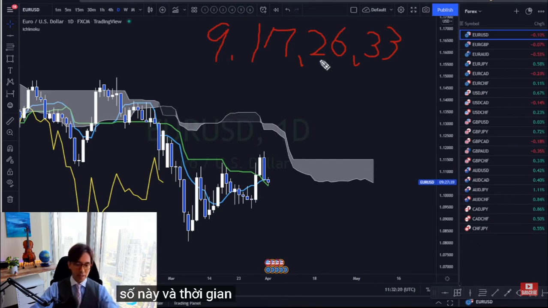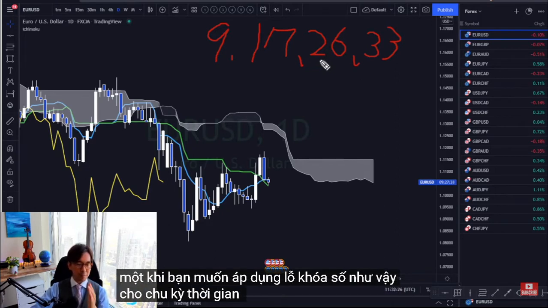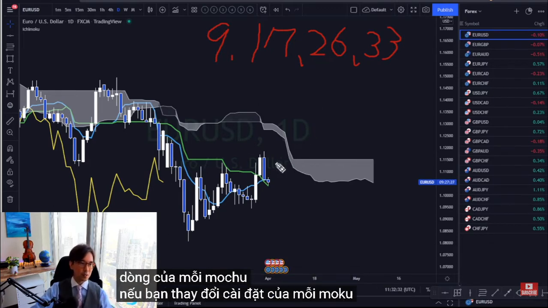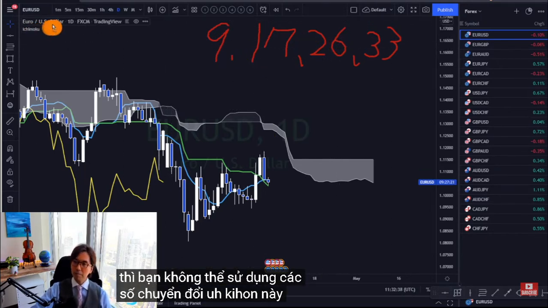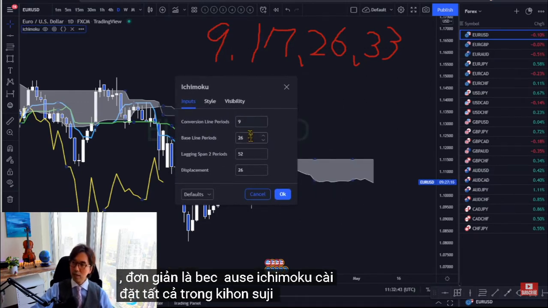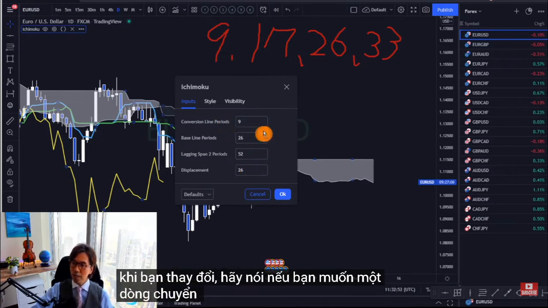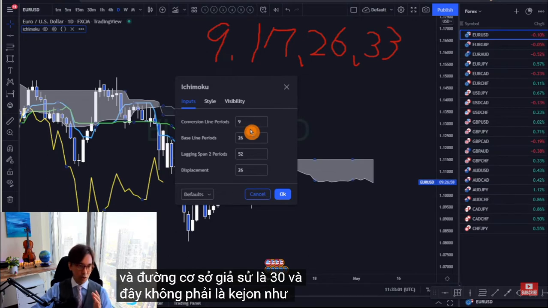numbers and timings. So once you want to apply Kihon Suchi numbers to Ichimoku time cycles with the 5 lines of Ichimoku, if you change the setting of Ichimoku, then you can't use these Kihon Suchi numbers. That's simply because Ichimoku settings are all Kihon Suchi. 9, 26, 52, 26 are all Kihon Suchi numbers. So if you change, let's say, the conversion line to 11, and the baseline to 30, these are not Kihon Suchi numbers.